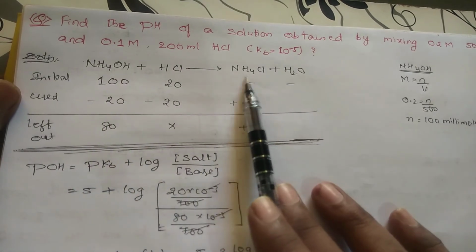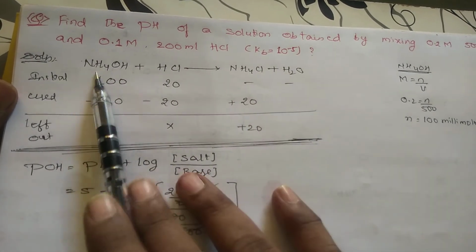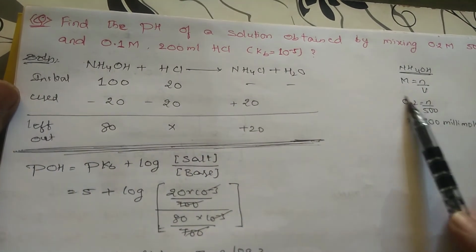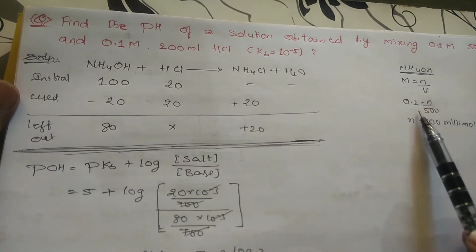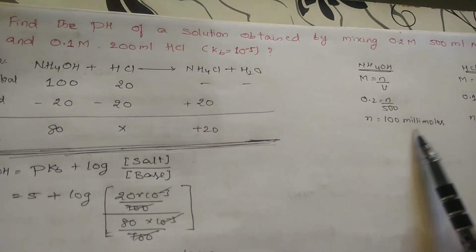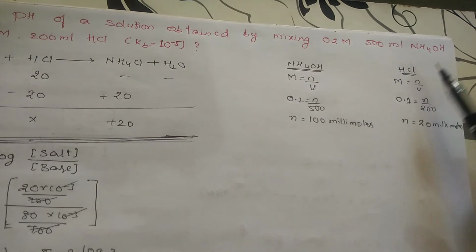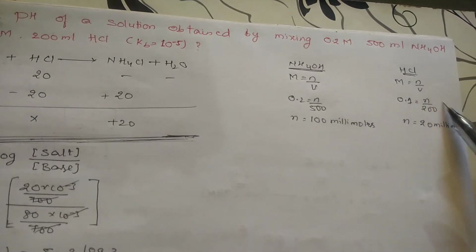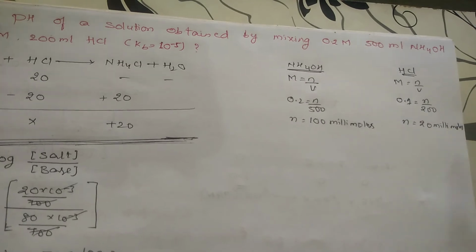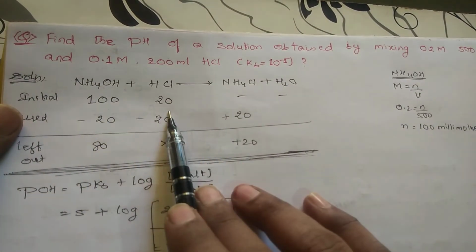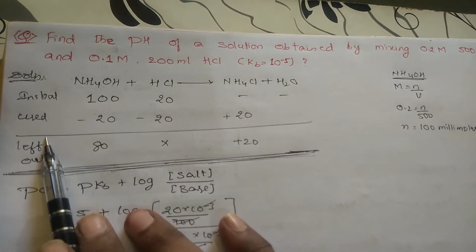Okay. NH4Cl plus H2O. And here you require moles, right? So for NH4OH, if you want to find the moles, M is equal to n by V. M is equal to 0.2, is equal to n by 500. So you will be getting 100 millimoles. If you go with respect to HCl, M is equal to n by V, M is equal to 0.1, n by 200, n is equal to 20 millimoles. So initially NH4OH you are having 100 millimoles, this one has 20 millimoles. These are the products, you didn't get anything yet.